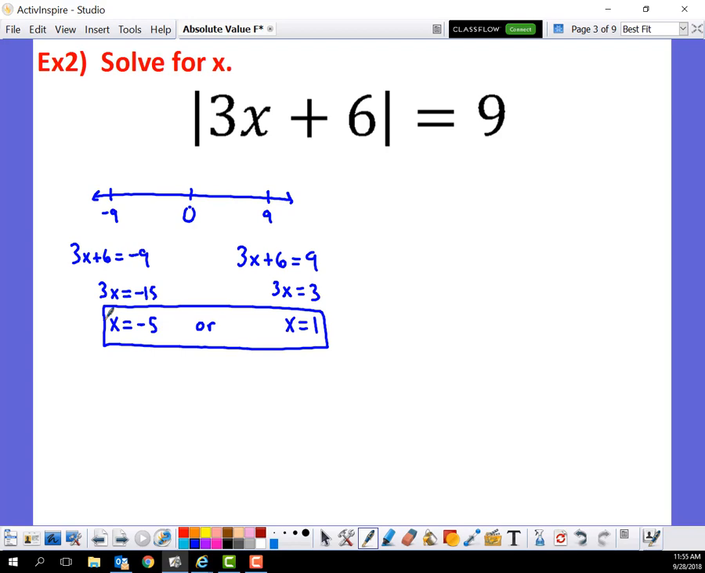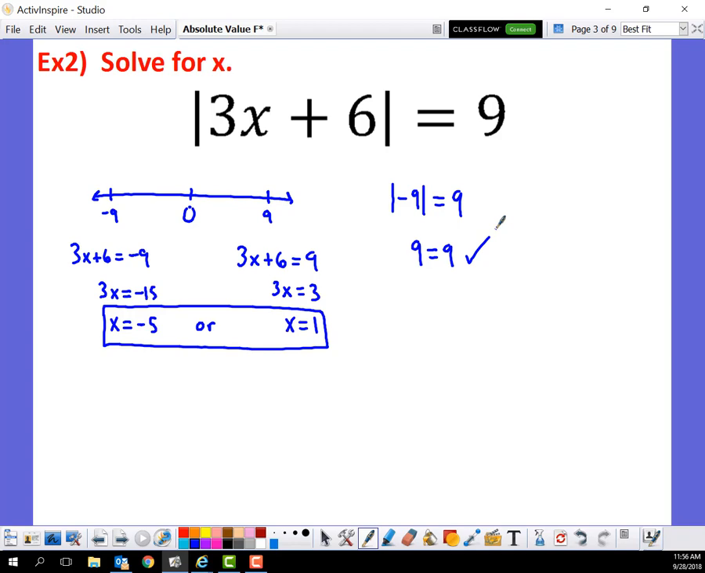So 3 times -5 would be -15. So -15 plus 6 would be -9, and the absolute value of negative 9 is just 9, because the absolute value is just 9 steps away from 0. We don't care about whether it's positive or negative. We're just looking for how far it is from 0. It's 9 steps away from 0.